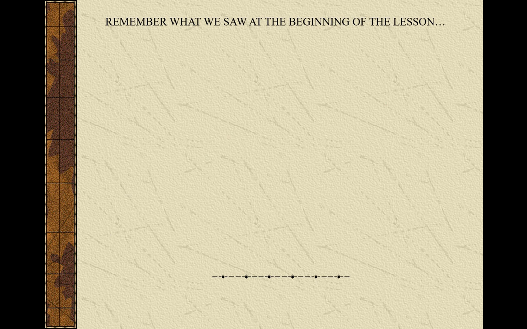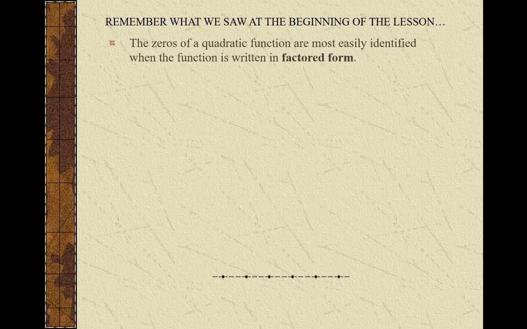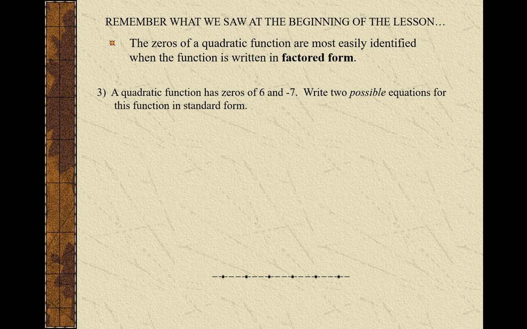Remember what we saw at the beginning of the lesson. The zeros of a quadratic function are most easily identified when the function's in factored form. A quadratic function has the zeros 6 and -7. Write two possible equations. It looks impossible at first because this question asks you to do it in reverse. It's got zeros of 6 and -7. If the zeros are 6 and -7, what are the factors? -6 and +7. You're both on the trail to it. This might be the first time we ask you to do it in reverse. I give you the zeros, now you come up with the factors.